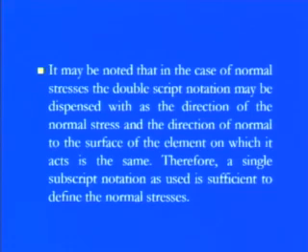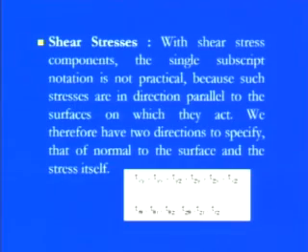If we want to describe any stress in the normal components, we always go for sigma x, sigma y, sigma z, while for other components we need to choose how these other stresses are set up. For the shear stresses, because it's a plane stress, not the axial stress, we always need the subscripts to show what the domain is and what the direction of the force is. That's why the shear stress components are always discussed in two coordinates. As you see in this slide, with the shear stress component the single subscript notation is not practical, because such stresses are in the direction parallel to the surfaces on which they act. So we have two directions to specify: that of the normal to the surface and that of the stress itself, meaning the domain and the direction of the force.